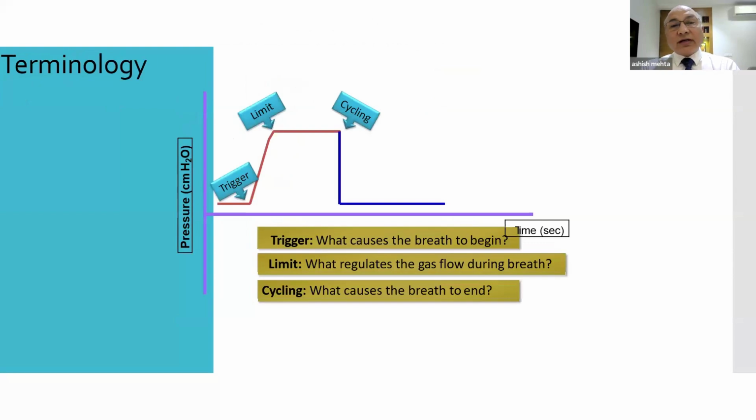When you talk about creating an artificial breath, you have three things to keep in mind. One is trigger. What causes the breath to begin? A ventilator will receive some signal from the baby and a positive pressure breath is delivered. Which is the signal because of which a ventilator delivers a positive pressure breath? Is it pressure or is it flow?